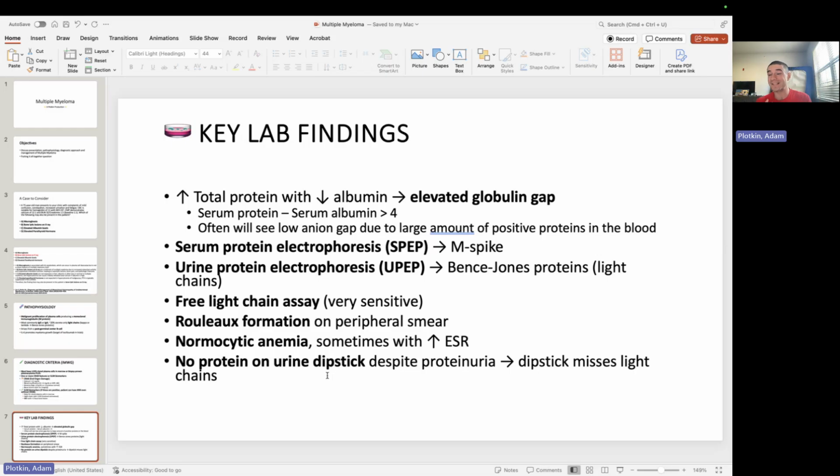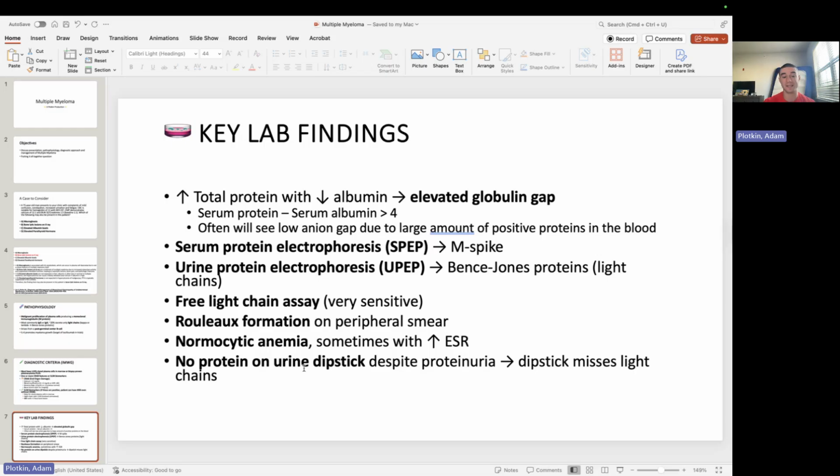But that is a classic sign. Again, it's not specific, but it's a classic sign that you have some sort of extra positive charge in my body that's causing abnormalities with the way the red blood cells interact with each other, and they form this nice stack of coins. Okay. Again, we see a normocytic anemia. The normocytic anemia may be secondary to anemia of chronic disease. It may be secondary to kidney dysfunction, right? So those are all things we need to consider.